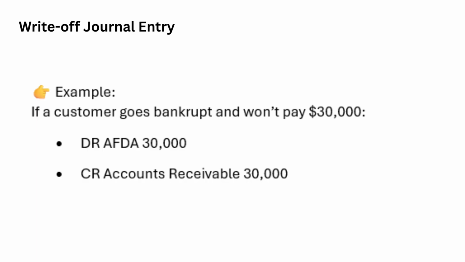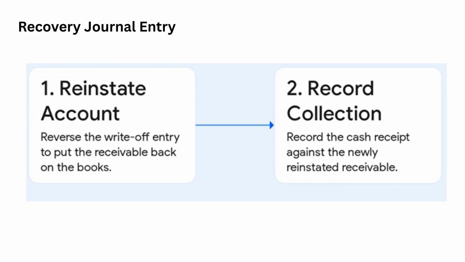Let's see how the journal entry looks. We debit the allowance for doubtful accounts, and we credit that specific customer's account receivable. What this does is remove that bad receivable from our books, and it uses that piece of allowance that we had already set aside for exactly this kind of situation. And if they surprise you and pay later, you have to record it in two steps. You first reinstate the receivable, then record the cash. This keeps the audit trail clean.